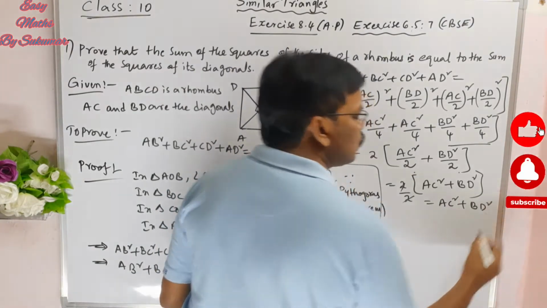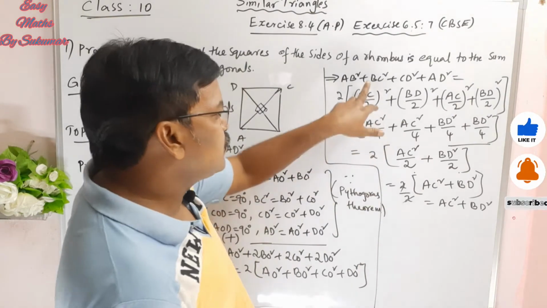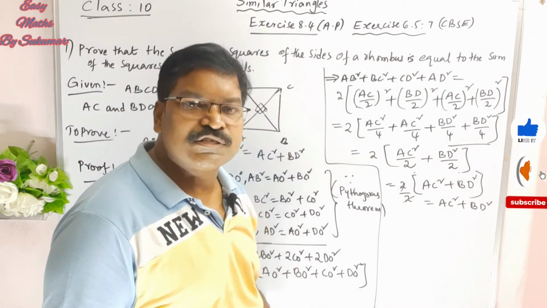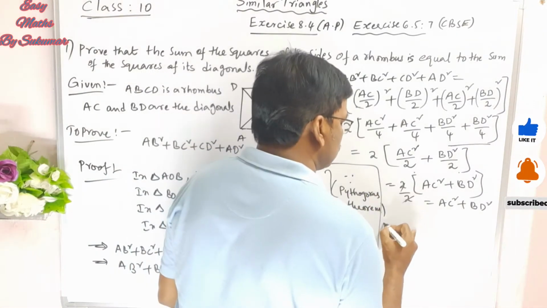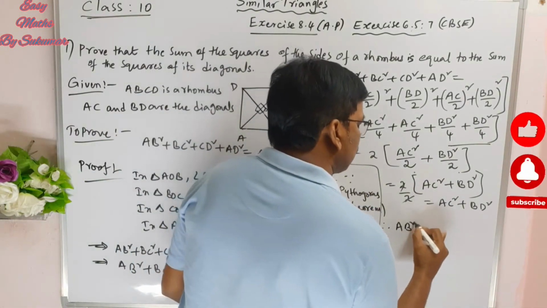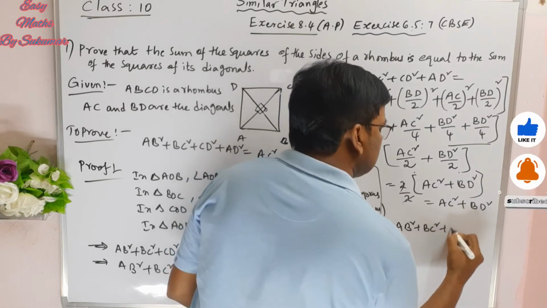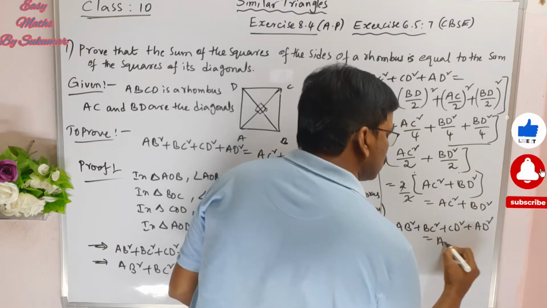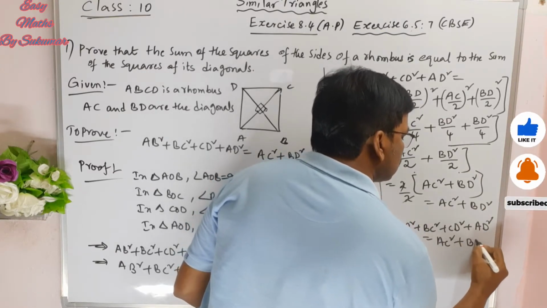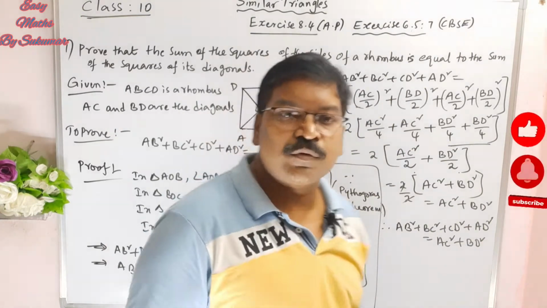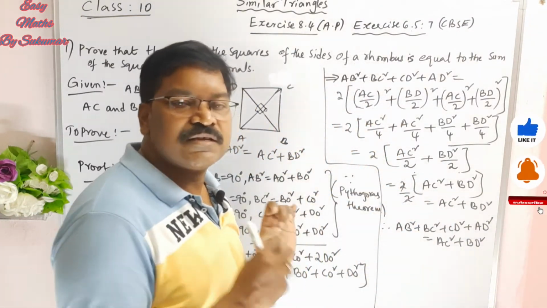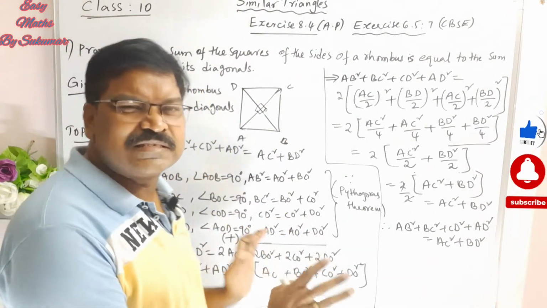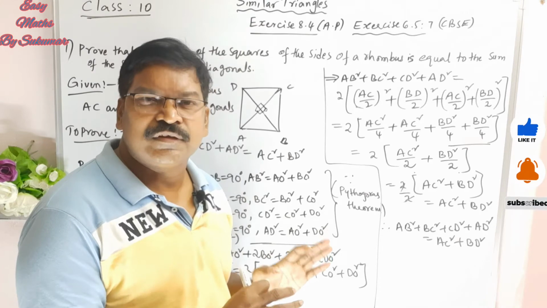This sum is equal to what, my dear students? AB square plus BC square plus CD square plus AD square is equal to AC square plus BD square. That means we will write here the conclusion. Therefore, AB square plus BC square plus CD square plus AD square is equal to AC square plus BD square. That means the sum of the squares of the sides of a rhombus is equal to the sum of the squares of its diagonals. I hope you understand this simple proof.